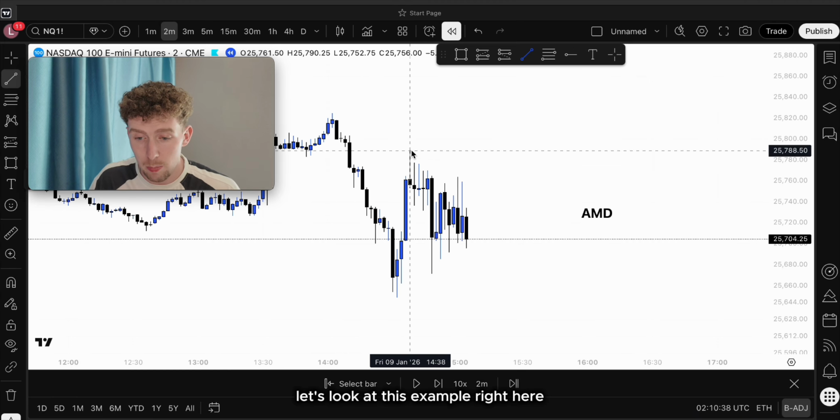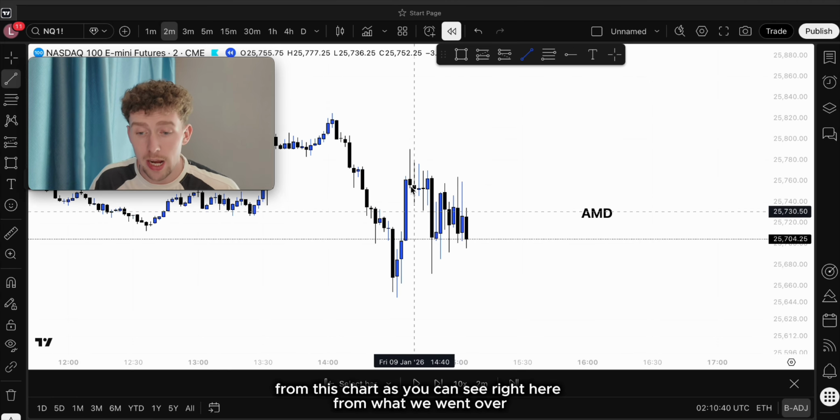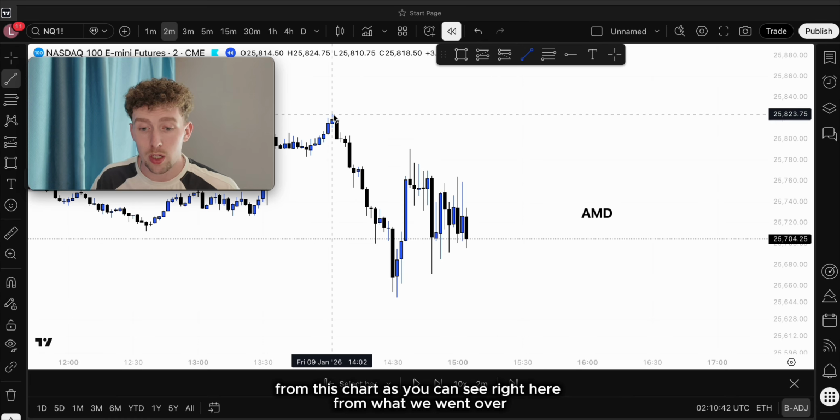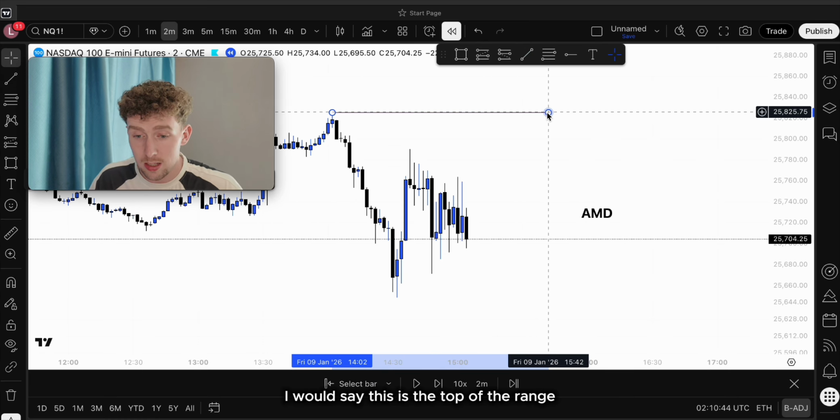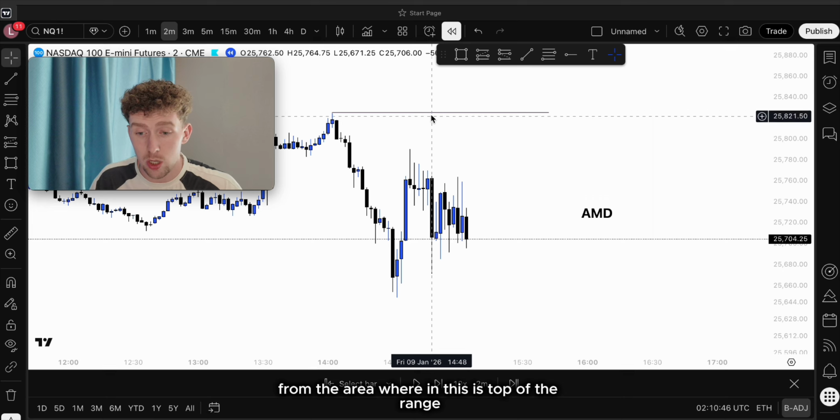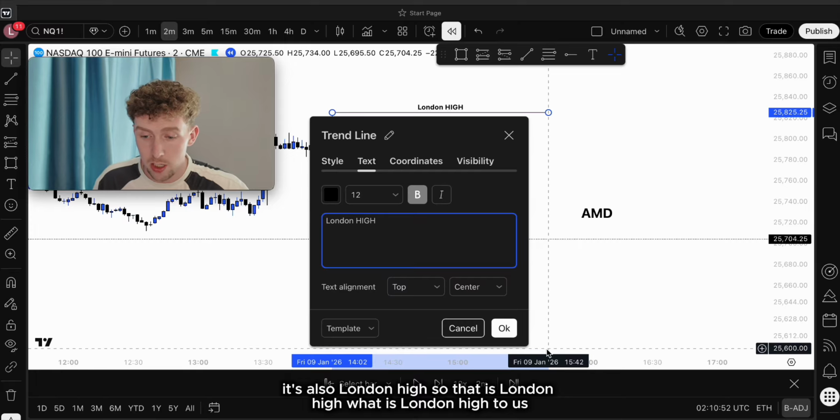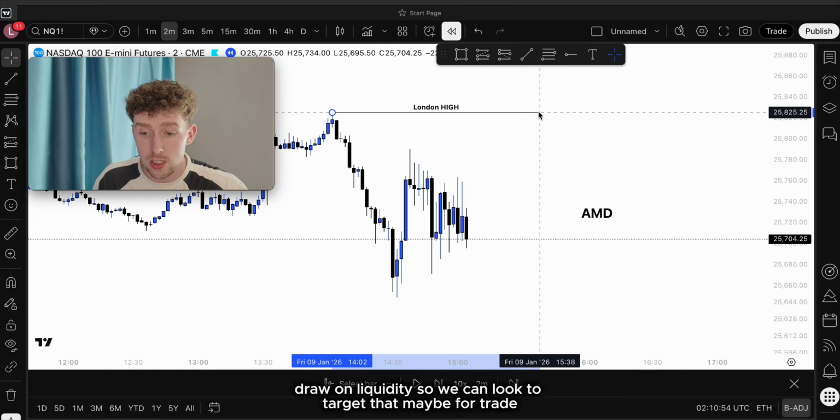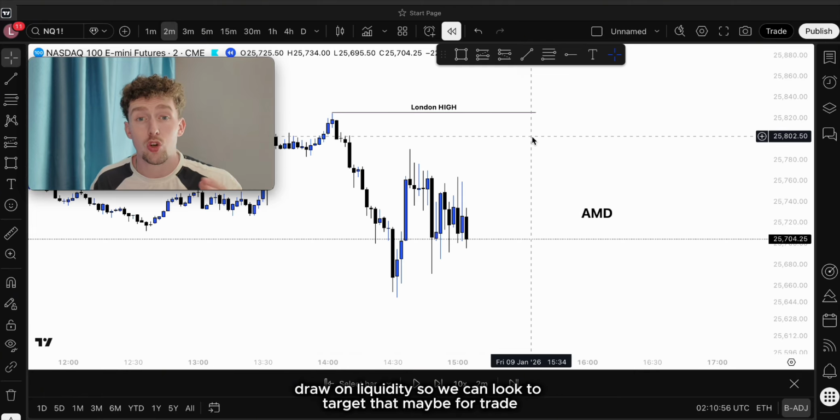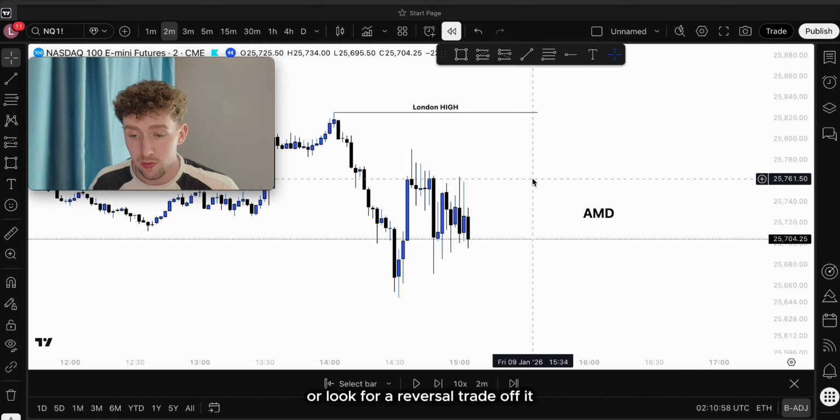Let's look at this example right here. From this chart, as you can see right here, from what we went over, I would say this is the top of the range. From the area we're in, this is the top of the range. It's also London high. So that is London high. What is London high to us? A strong draw on liquidity. So we can look to target that maybe for a trade or look for a reversal trade off it.